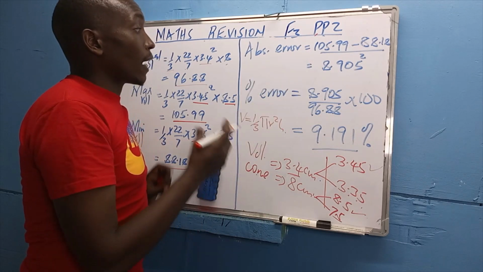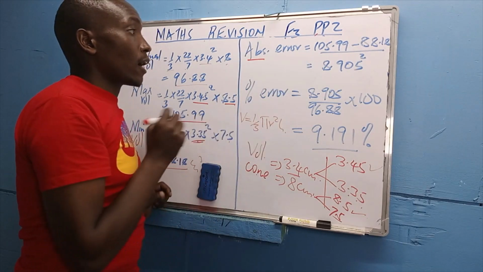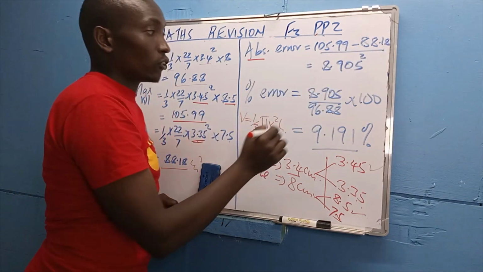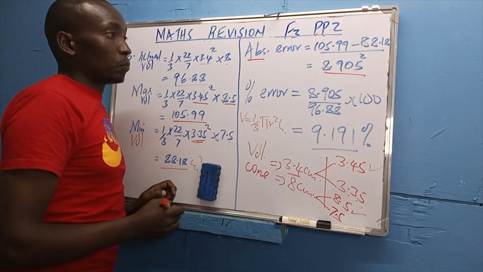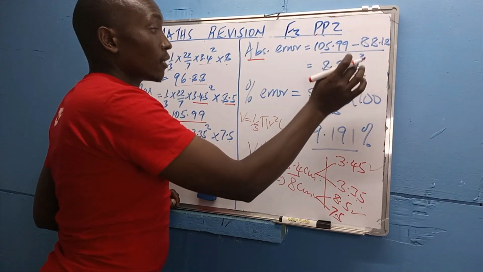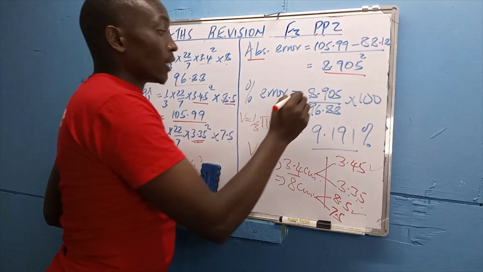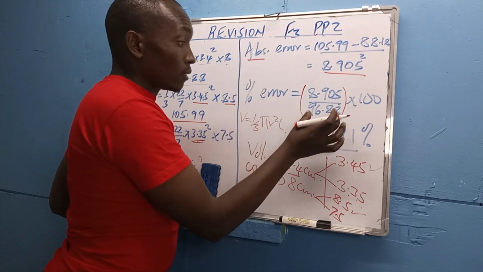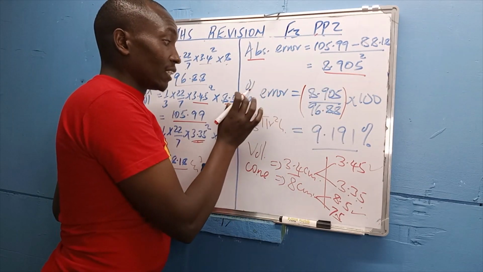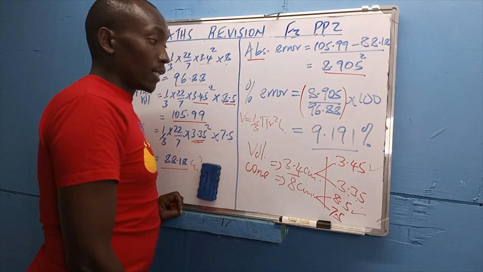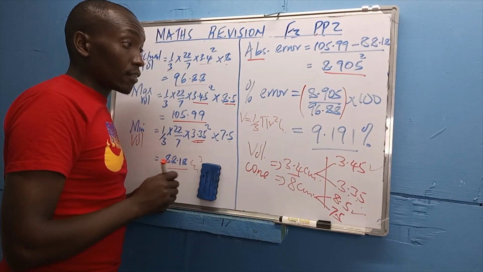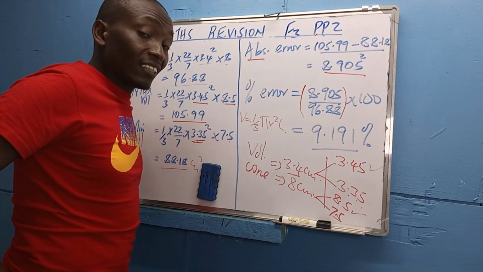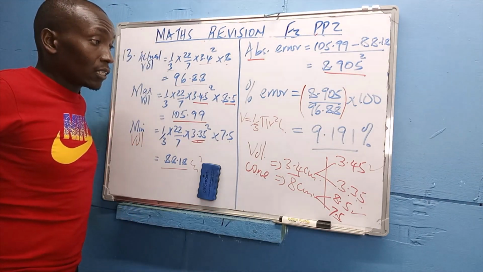Then I go on. I need to work out the absolute error. The maximum volume, subtract the minimum volume, divided by 2. And I'll get 8.905 as absolute error. Now, I can use that to work out what we call the relative error. That is the absolute error divided by the actual value. With the percentage error, then I only need to multiply by 100. And I'll get the percentage error in the calculation of volume, 9.191%. Question number 13 done.